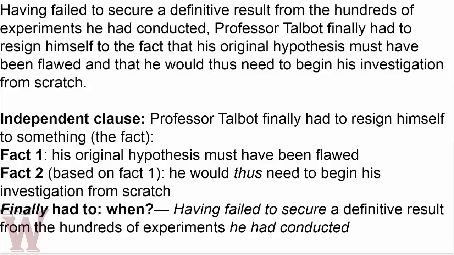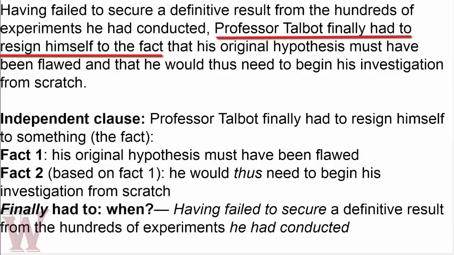Now, you're taking this big sentence, which seems a little bit complicated, but it's not once you break it down into its parts. Okay? So you're going to break this down, you're going to find the independent clause and then all the other pieces. Once you isolate them, then you start changing things around. Okay? The independent clause: Professor Talbot finally had to resign himself to something, to the fact. This is your independent clause.